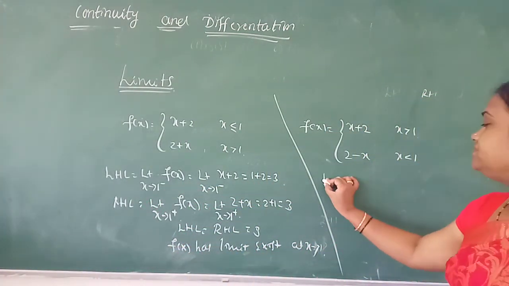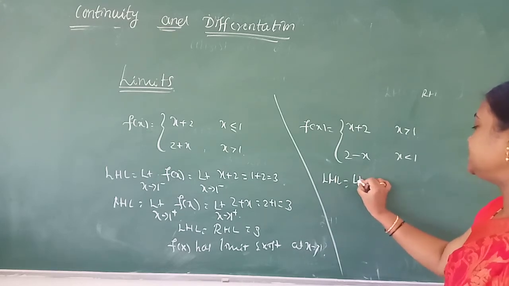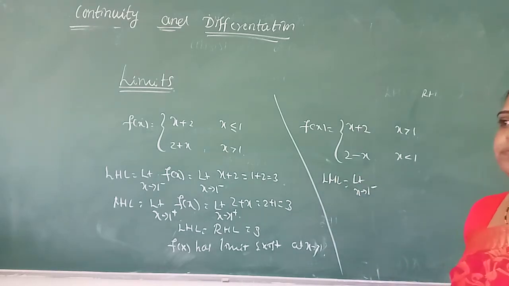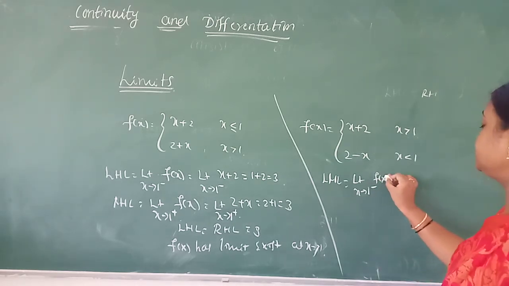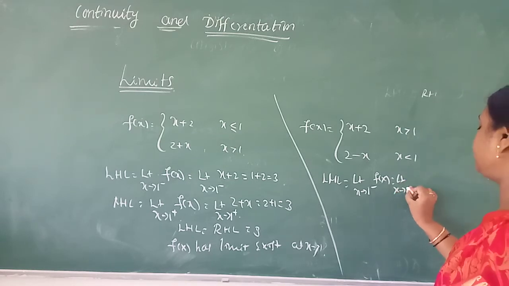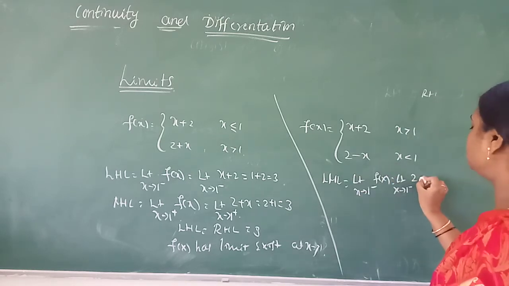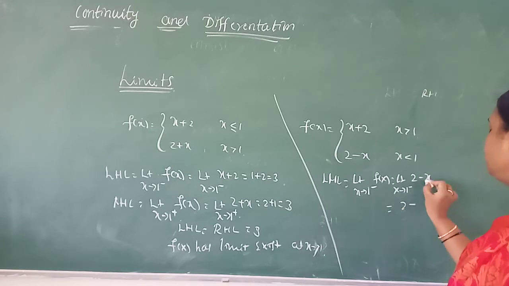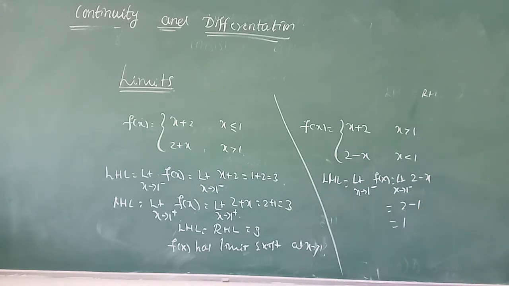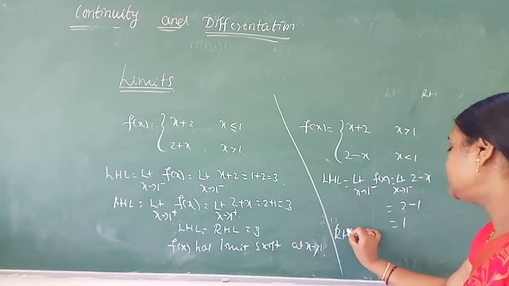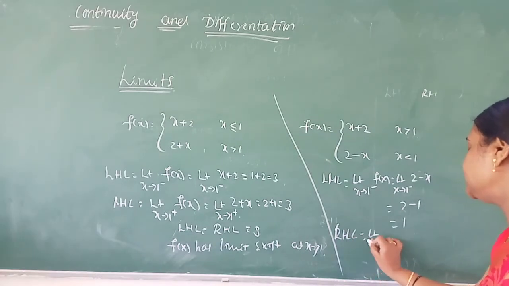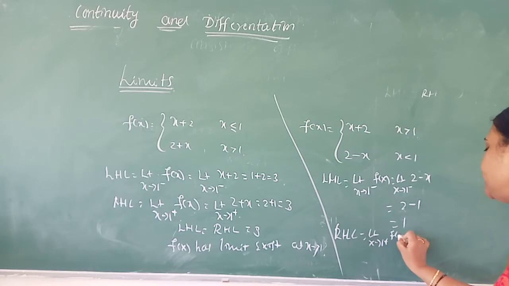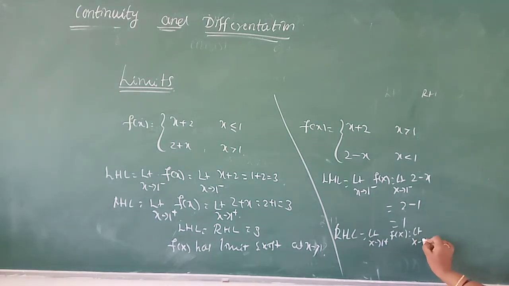Next, concentrate on the other function. Apply the left hand limit, LHL: limit as x tends to 1 minus. For less than 1, f of x is 2 minus x. Substituting 2 minus 1, we get 1. Next, RHL: limit as x tends to 1 plus of f of x, which is x plus 2. Applying 1 plus 2, we get 3.